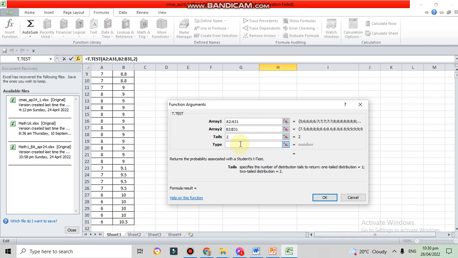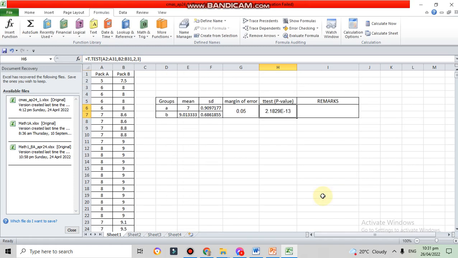And then for the type, let's have two-sample unequal variance because we have noticed that their standard deviations are different, so it follows that their variances are also different. Okay, so left click OK, and this is it. Oh, this is the p-value. Okay, so we have to compare the margin of error and the t-test p-value.